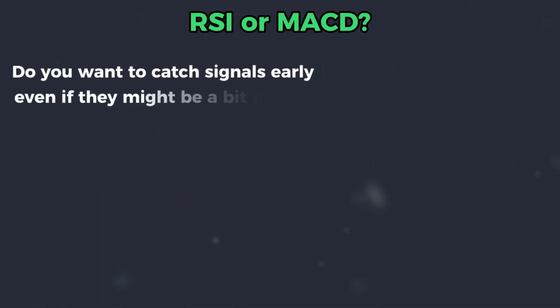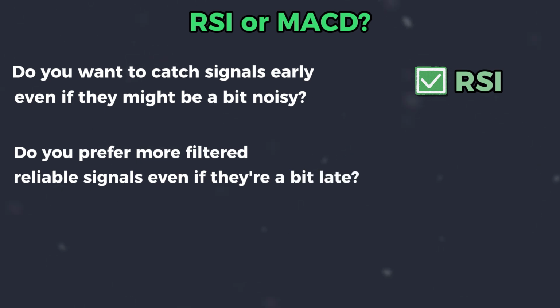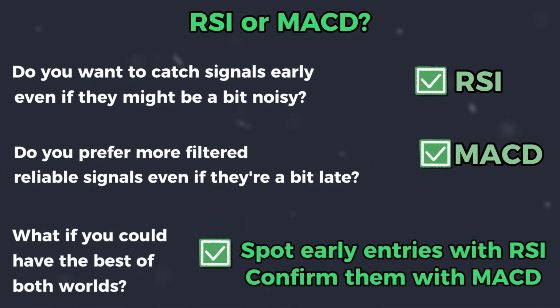Well, do you want to catch signals early, even if they might be a bit noisy? Then RSI is your friend. Or do you prefer more filtered, reliable signals, even if they're a bit late? Then MACD is your choice. But what if you could have the best of both worlds? Spot early entries with RSI. Confirm them with MACD. This combo helps you catch great trades while avoiding the traps.